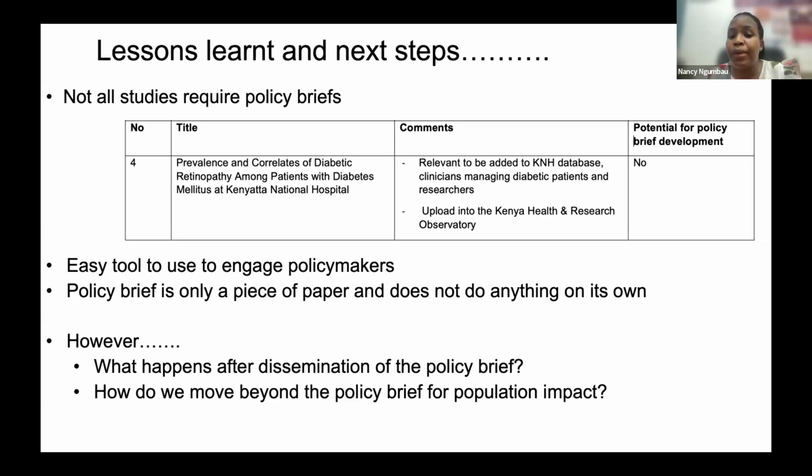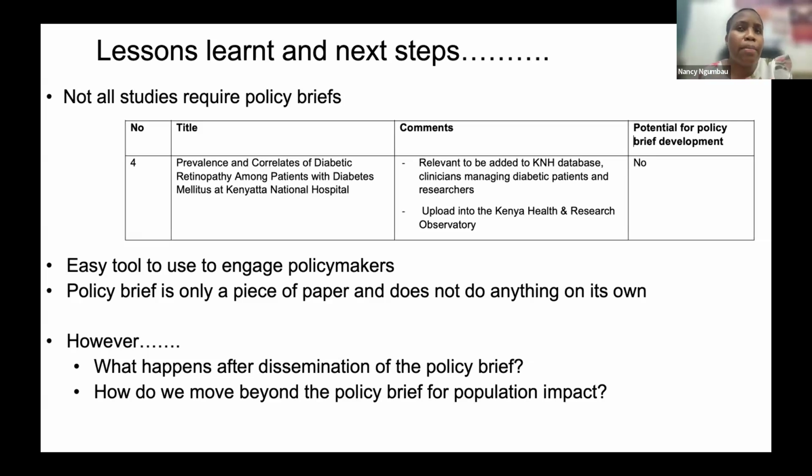And then the other thing we are learning is that the policy brief is only a piece of paper, and it can't do anything on its own. So as much as we develop these policy briefs, we need to engage with the policymakers. It's just a piece of paper until you engage with the policymakers, until it's translated to the guidelines and it moves from someone's desk to the population.